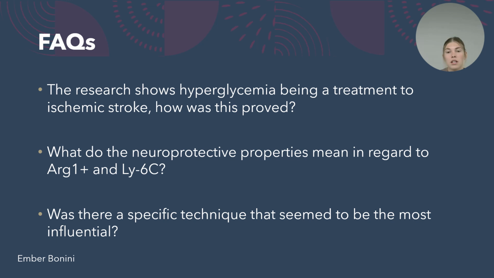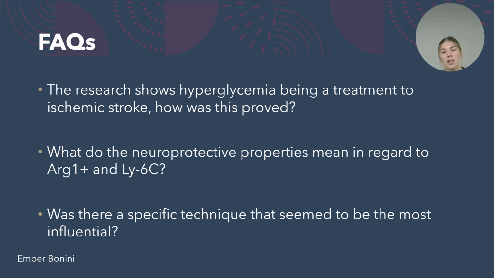So our first one is, the research shows hyperglycemia being a treatment to ischemic stroke. How is this proved? The hyperglycemia is used as a treatment because of the inflammatory monocytes being infiltrated into the brain tissue and polarizing during those normal glycemic conditions. So hyperglycemia is actually interfering with this, and it's lowering the inflammation of the arginase 1 or LY6C macrophages. And so those are the ones that have the neuroprotective properties.